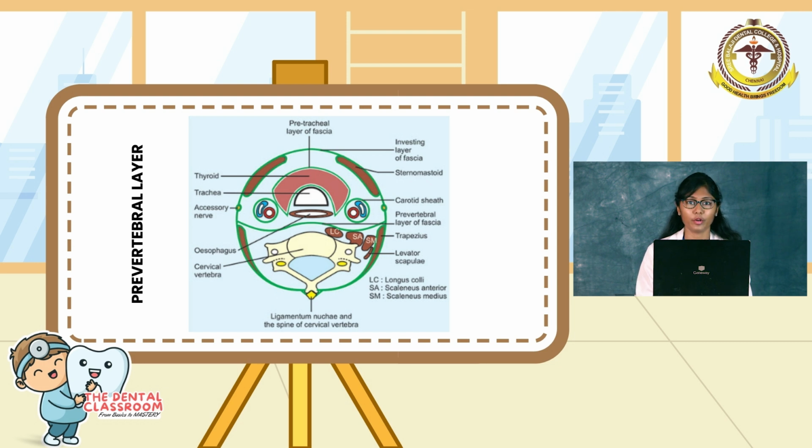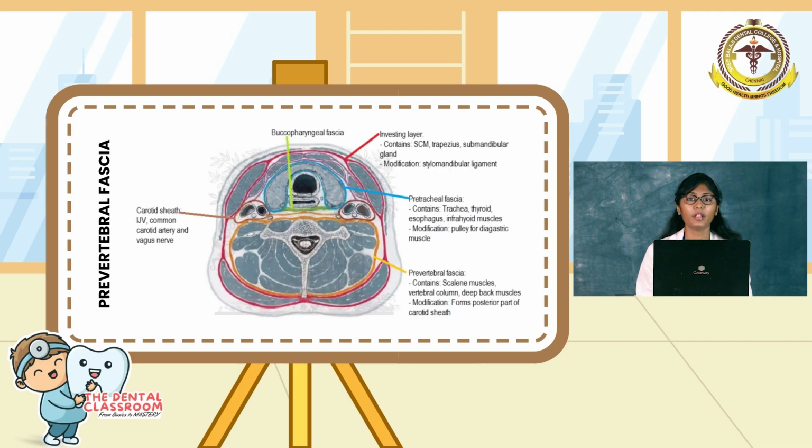Clinically, this layer is important because infections such as those from tuberculous osteomyelitis of the spine can track along this fascial plane, potentially spreading into the posterior mediastinum. Prevertebral fascia surrounds the vertebral column and deep muscles of the neck.